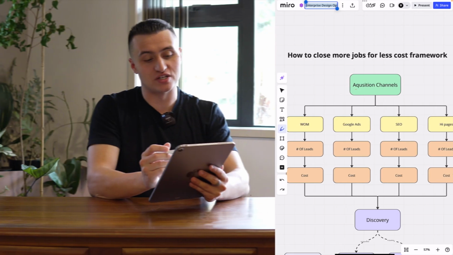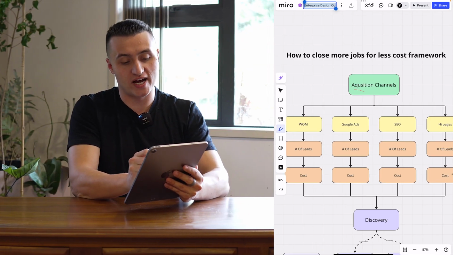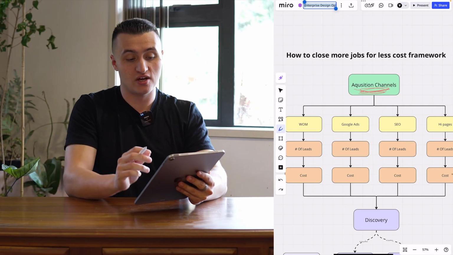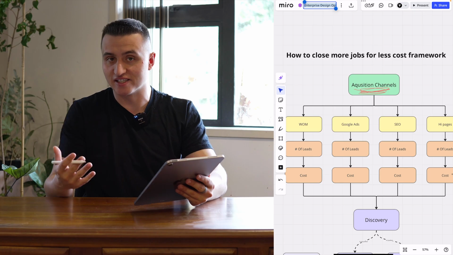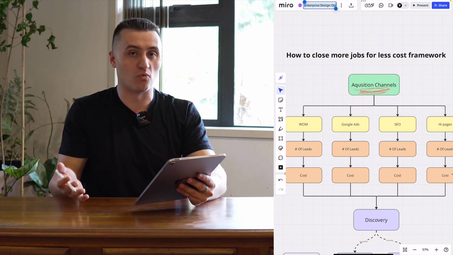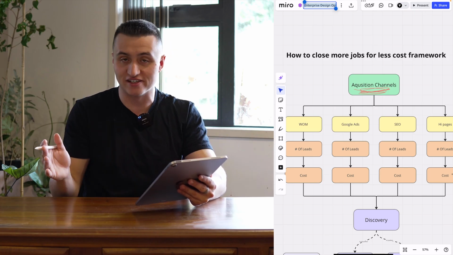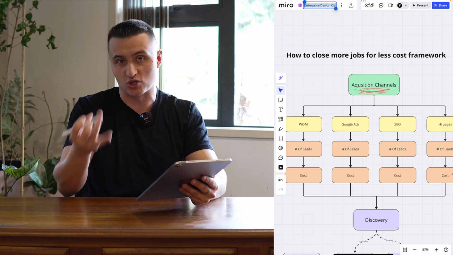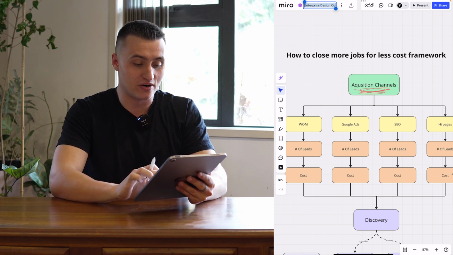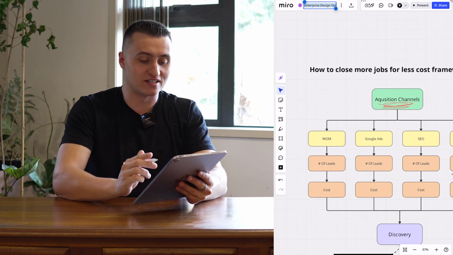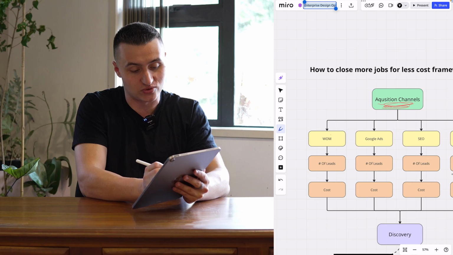So, the how-to-close-more-jobs-for-less-cost framework. The very first thing we need to look at is our acquisition channels. How are we actually getting leads in the first place? What is our cost? How many leads do we even get per month, per quarter, per year? So what you want to do first is identify all the acquisition channels that you have.